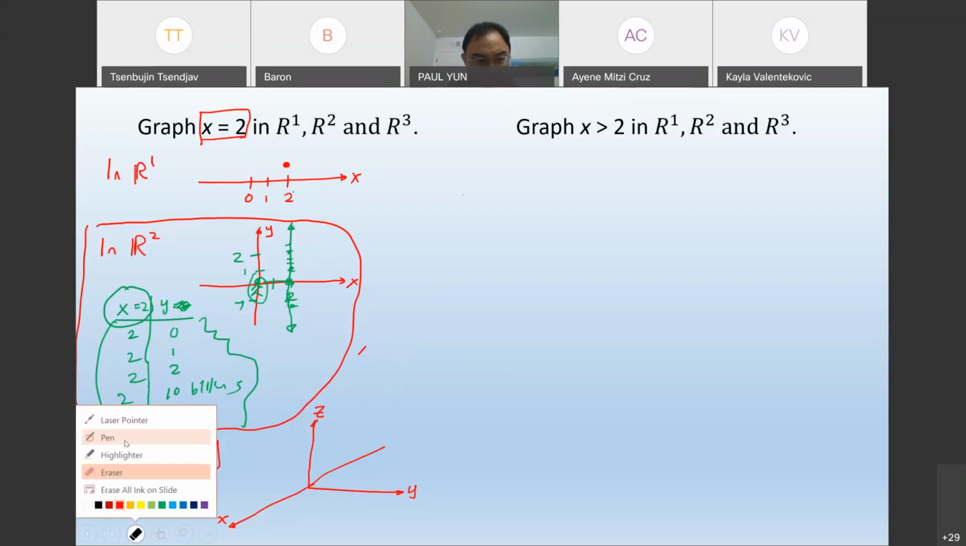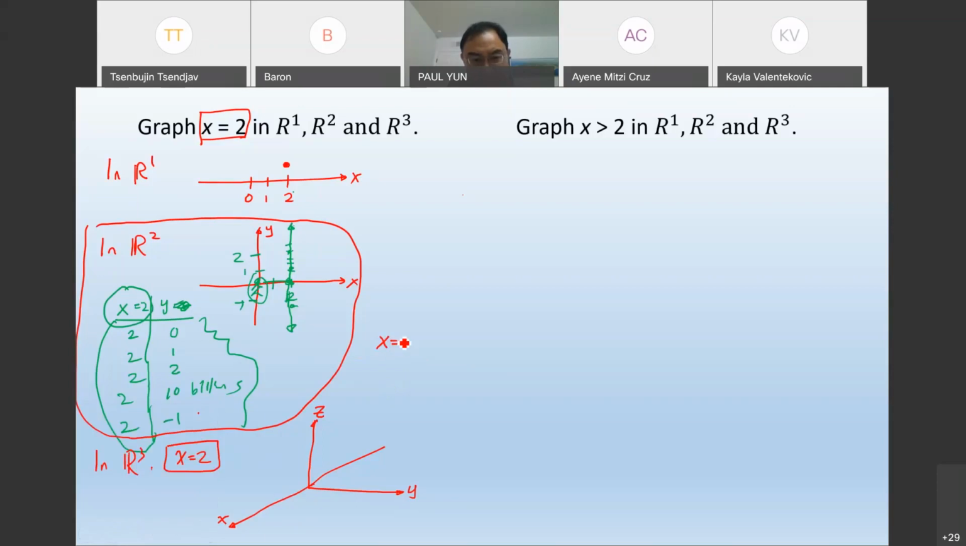Let's make this a children's story again. You could change X, Y, and Z all the time, but my X is always 2. You could go left and right. You could go up and down. Let's say X is front and back, Y is left and right, and Z is up and down. You could go left and right, you could go up and down, but I'll never change my X values.